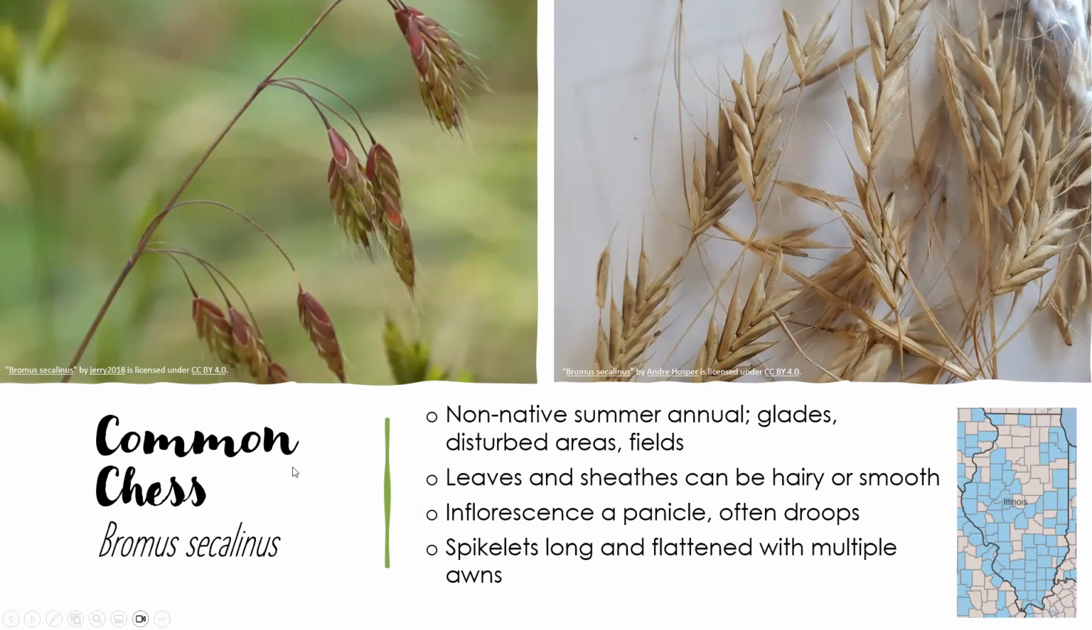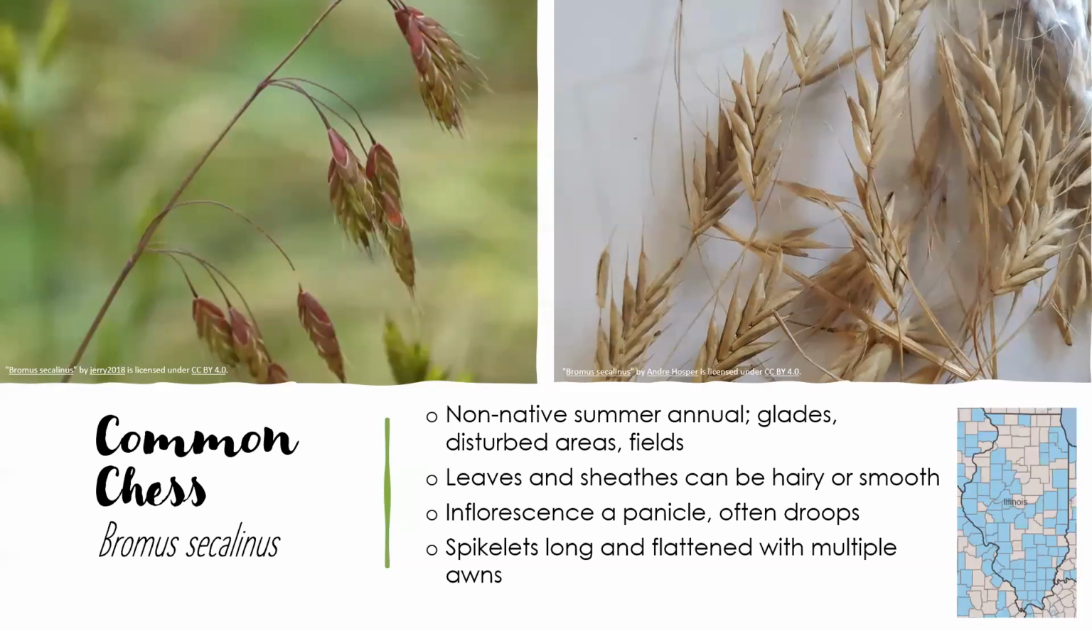So one of the common names for this one is common chess, but there are other grasses with that same name. So non-native, summer annual. You can find it in disturbed areas, fields, but also some glade habitats. The leaves and the sheaths of this grass can be hairy or smooth, and I didn't include any pictures of those up close because it's so variable.